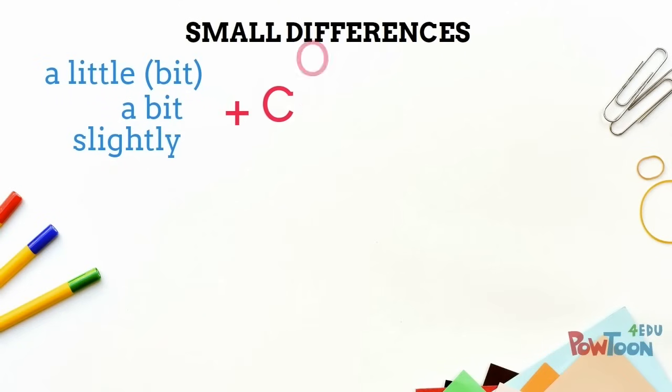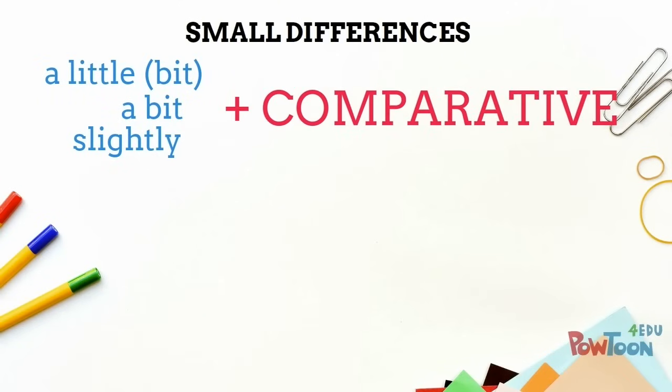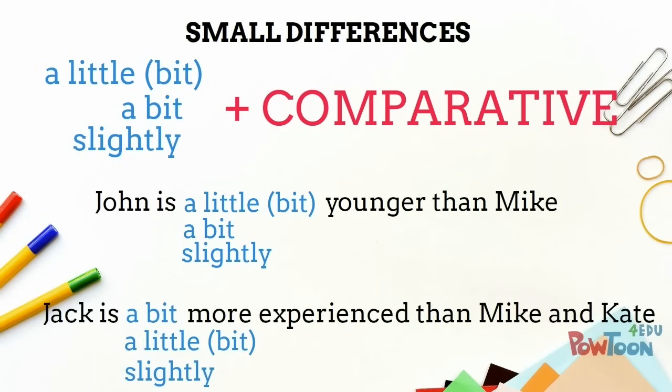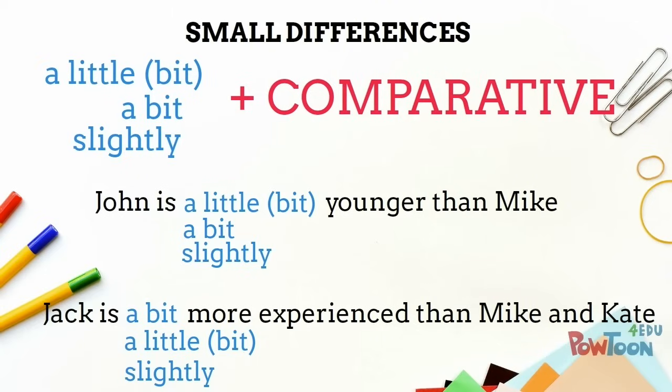When we talk about small differences, we use the words a little, a bit, slightly, plus the comparative. For example, John is a little younger than Mike, John is a bit younger than Mike, John is slightly younger than Mike. And one more example with a long adjective. Jack is a bit more experienced than Mike and Kate. Jack is a little bit more experienced than Mike and Kate. Jack is slightly more experienced than Mike and Kate.